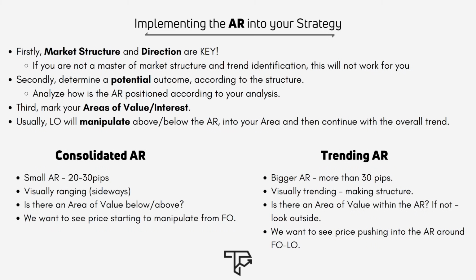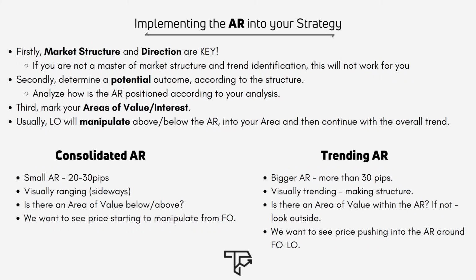The trending is pretty simple. This one is bigger. It's also visually trending, so it's making structure. It's making higher highs and higher lows, or lower lows and lower highs, and it's bigger than 20 to 30 pips, right? Then the difference here is that we can have an area of value within the Asian range.